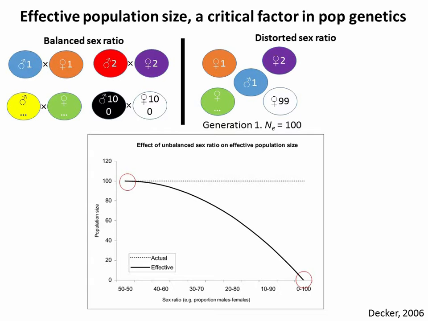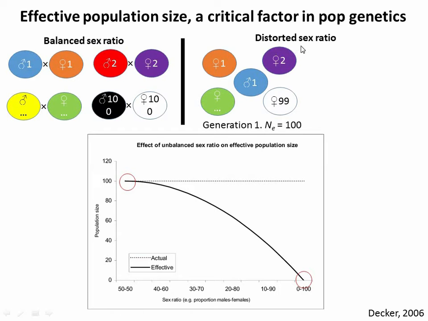Okay, now let's take the opposite. Let's take the case of this one here. We have 1 male for 99 females. Of course, in both cases we are talking about 100 individuals in total, like population size.